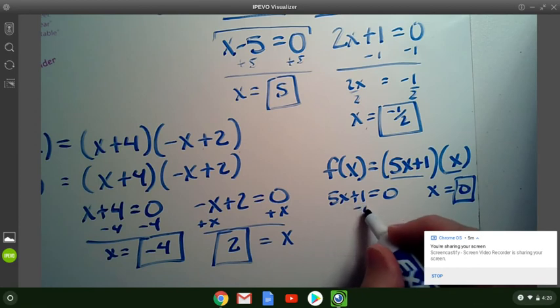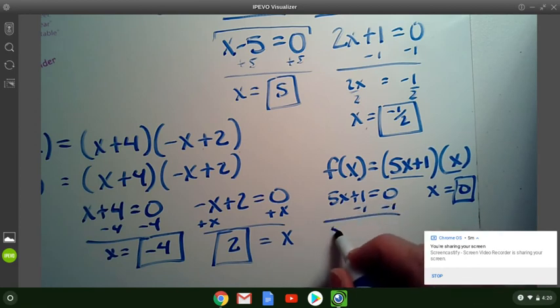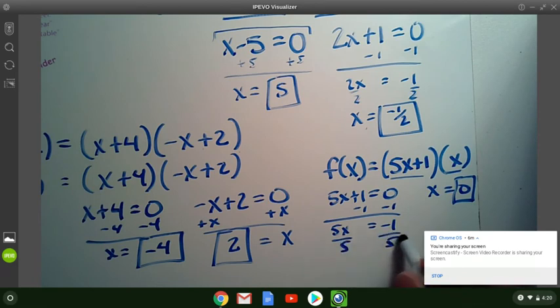And then this one we're going to solve. Subtract 1. 5x equals negative 1. Divide by 5. And we get x equals negative 1/5. There we go. There it is, our second solution to the equation.